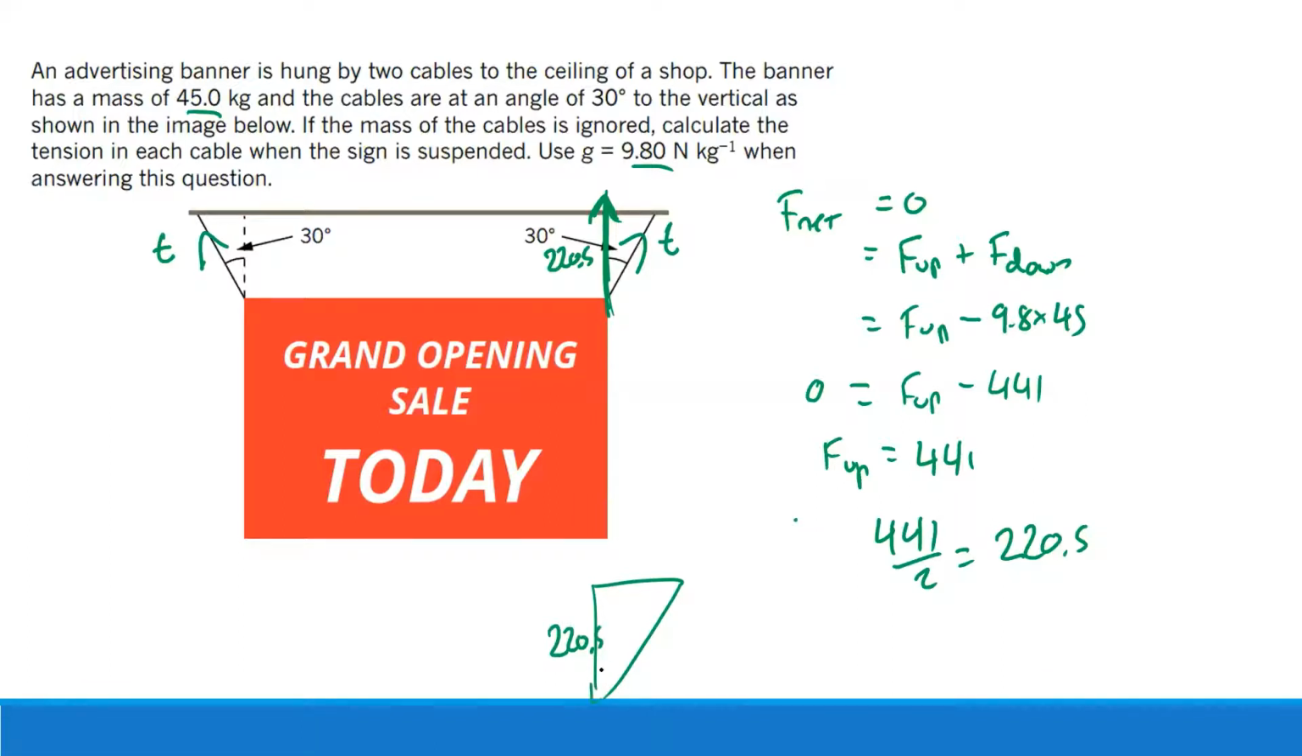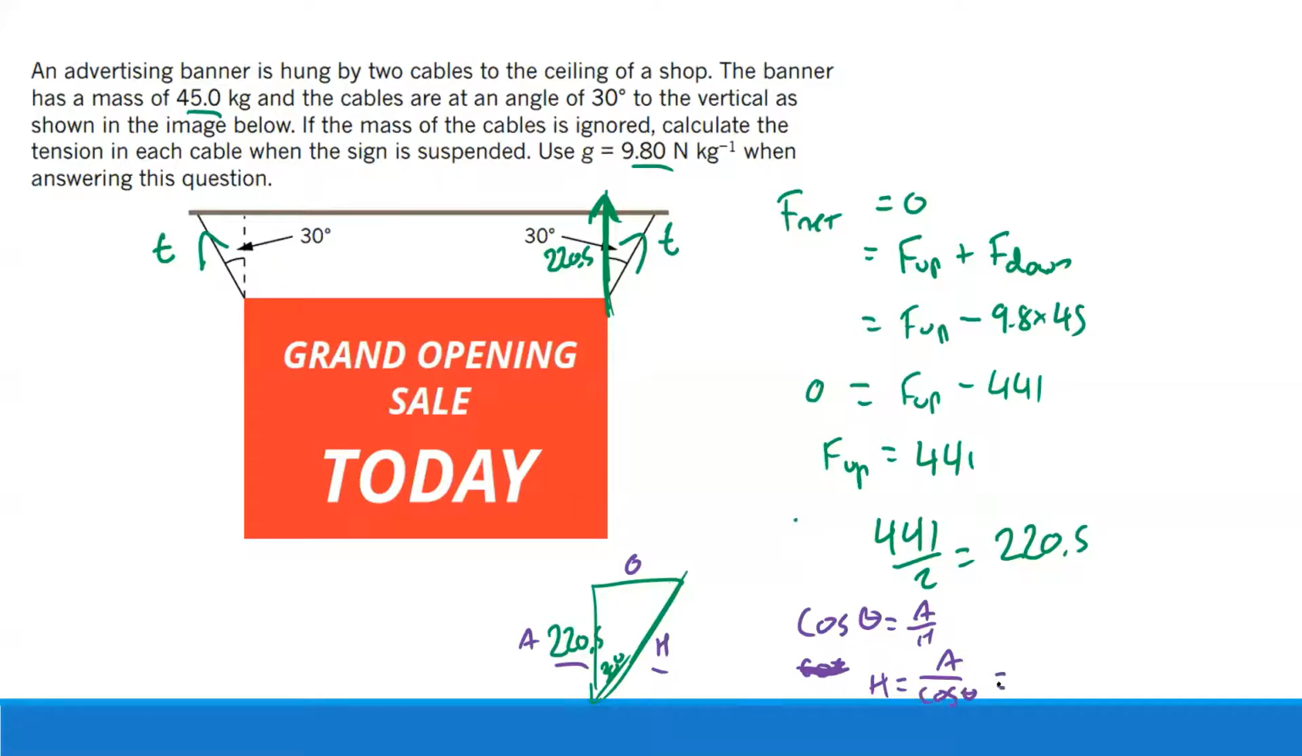220.5, we've got 30 degrees. We want to know what this force is. If I label this triangle, we've got hypotenuse, opposite, adjacent. We've got, in this case, 220.5. We've got adjacent, hypotenuse, cosine theta equals adjacent over hypotenuse. We want to know the hypotenuse. So therefore, the hypotenuse is going to be A divided by cosine theta.